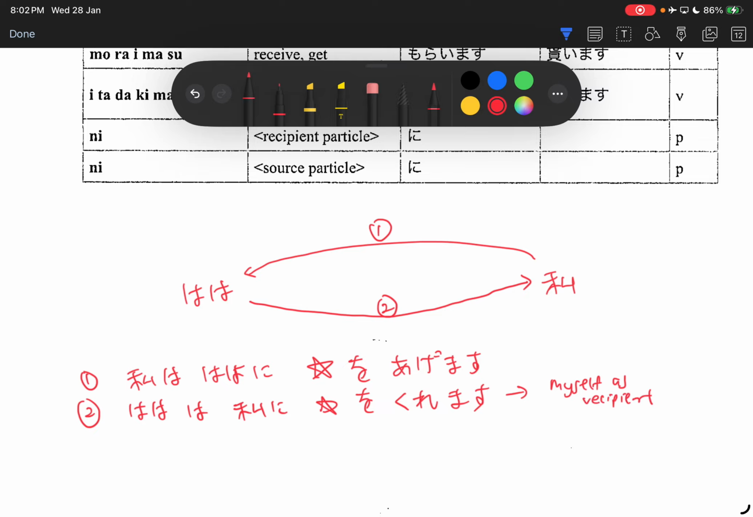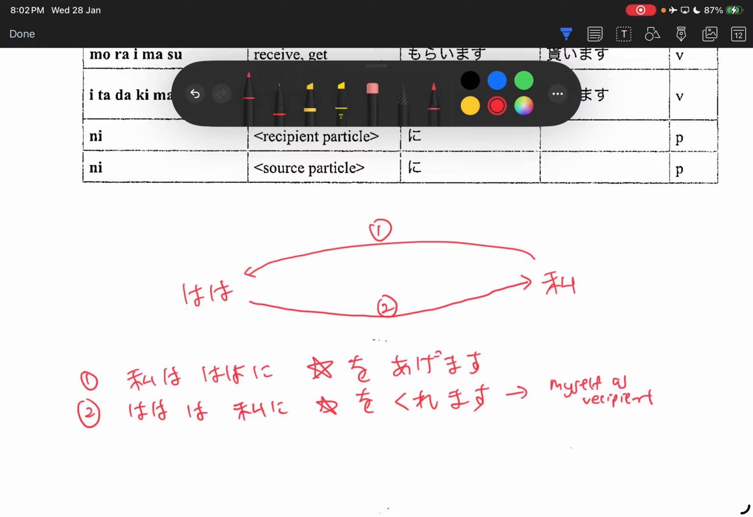Agemasu is anybody can be recipient, right? But kuremasu is only for me if I am the recipient. How come the note says my inferior give me? Okay, that one, wait, I will explain it again.